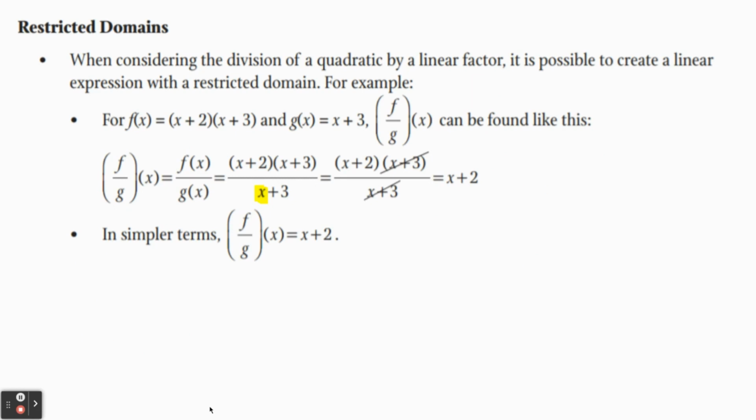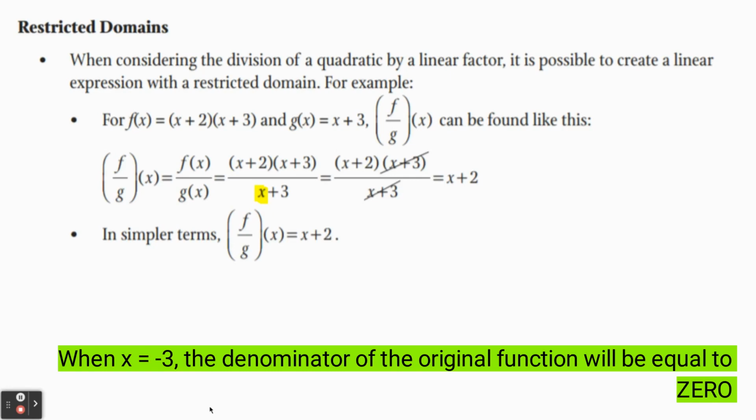And if we are dividing by a function, like for example in this one, g of x is equal to x plus 3, and we're dividing by g of x, the denominator cannot equal 0, so we have to be careful of what our final answer is. So we did go ahead and divide by x plus 3. Notice that the x plus 3's became 1, and now we're just left with x plus 2.